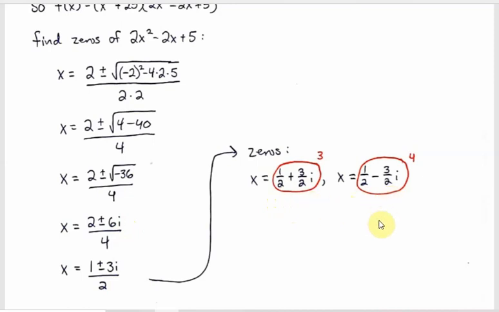So I circled them all in red, and that's why there's the 3 and the 4, because we already had the first and second ones up top. So there's the third, there's the fourth. We can't have any more than that because the polynomial is degree 4, so we're done.